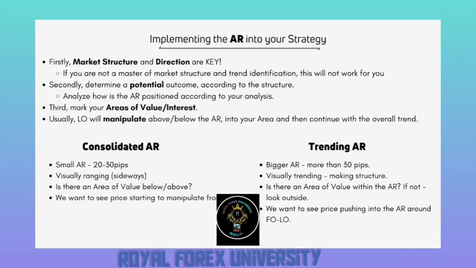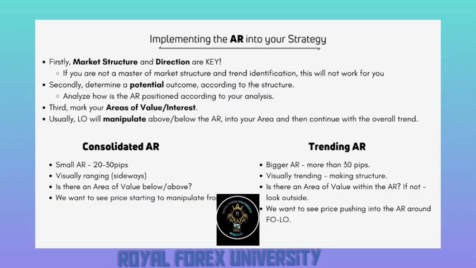So then what we have to find is, is there an area of value below or above the Asian range, depending on our trend and market structure, right? And then we just want to wait for price to start to manipulate below or above the Asian range from Frankfurt Open. Okay, this is the consolidated one. The trending is pretty simple. This one is bigger. It's also visually trending, so it's making structure, it's making higher highs and higher lows, or lower lows and lower highs, and it's bigger than 20 to 30 pips, right?